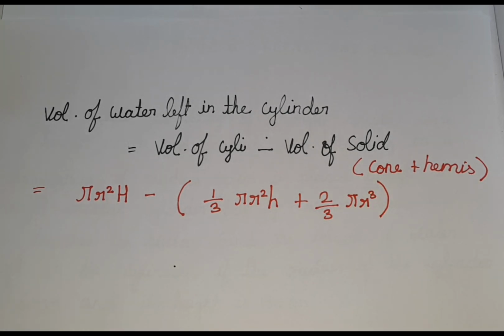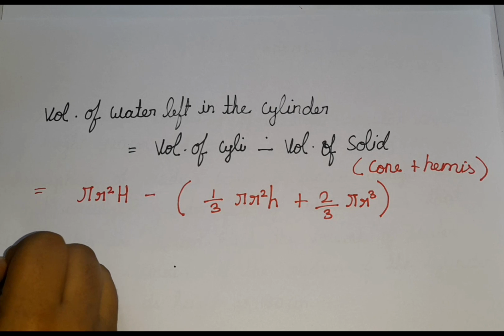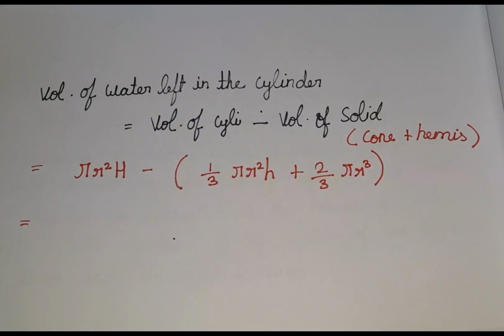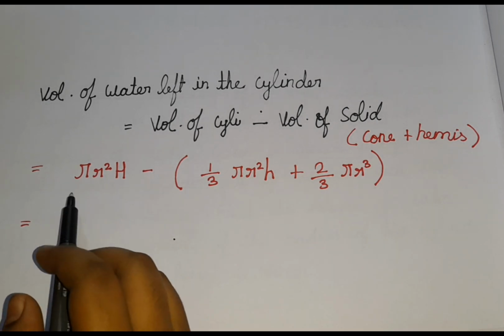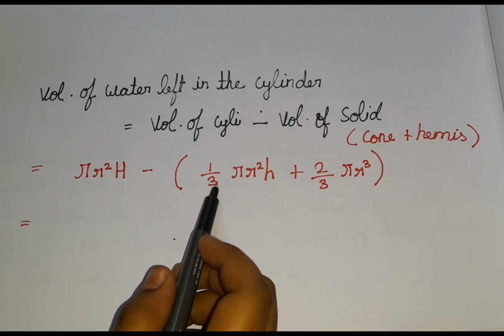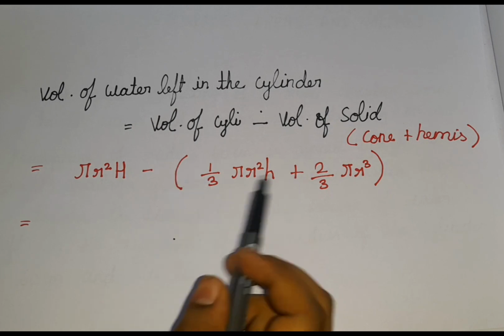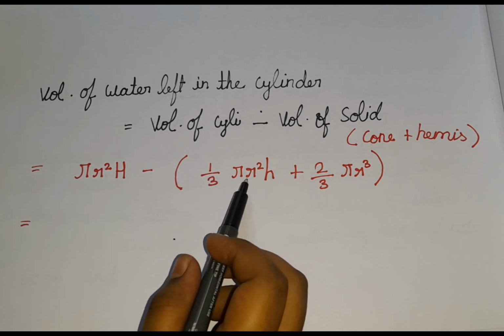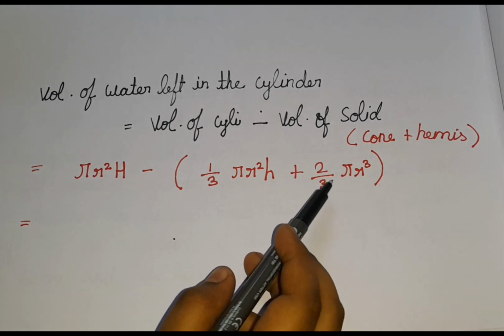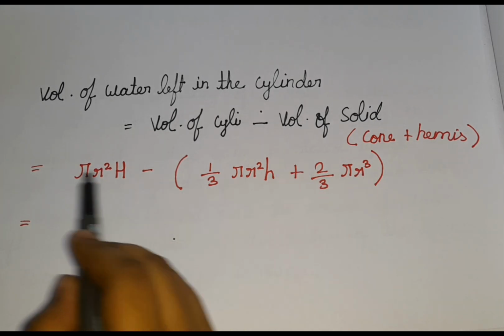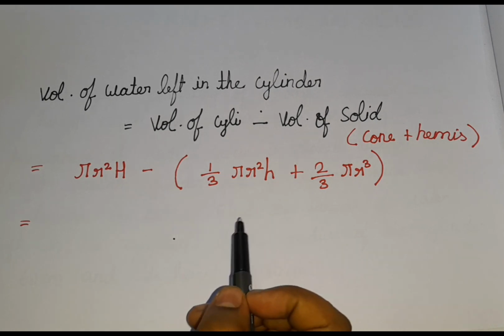Okay, so we are supposed to solve this. Now we can take common terms. How to take it as common? It is easy, guys, believe me. I am going to take common from the three values. Here pi r square capital H, and then minus, in brackets, 1 by 3 pi r square small h plus 2 by 3 pi r cube. We are supposed to compare these three formulas and see which one is common.